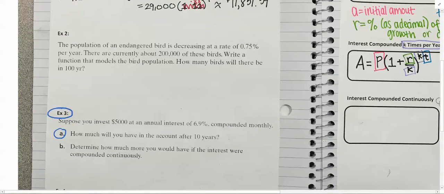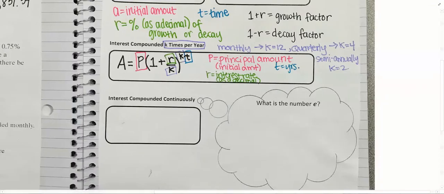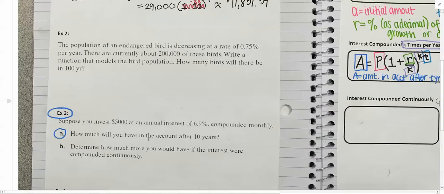So the formula that we were using, A equals P times (1 plus R over K) to the KT, we need to identify some of those things. So remember what each of those things stood for. P is the principal amount, the initial amount. R is your interest rate as a decimal. K is the number of times per year, and T is your years. A is the amount of money in the account after T years, which we didn't write on there, but we can add that here. So A equals the amount of money in the account after T years. Okay? All right, so let's take a look at this problem.